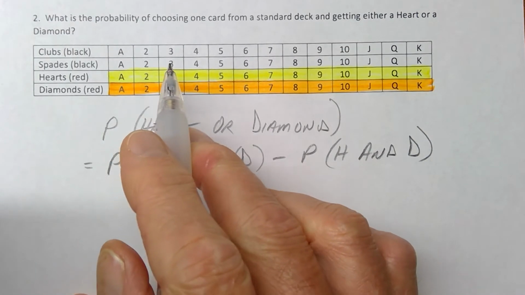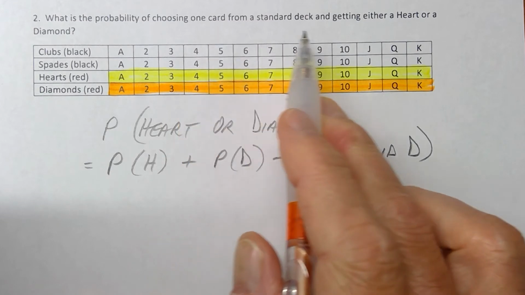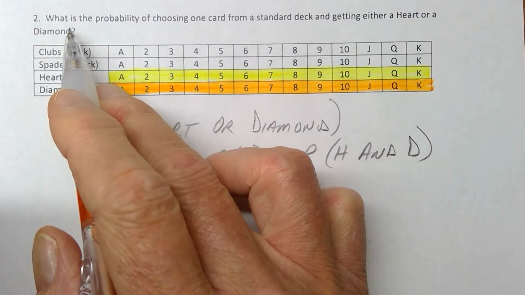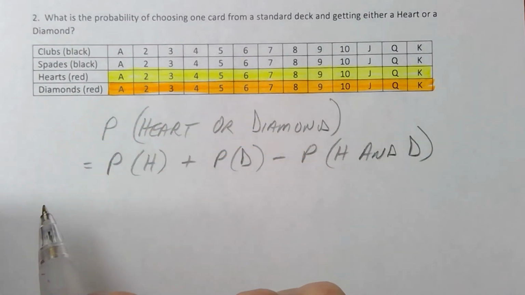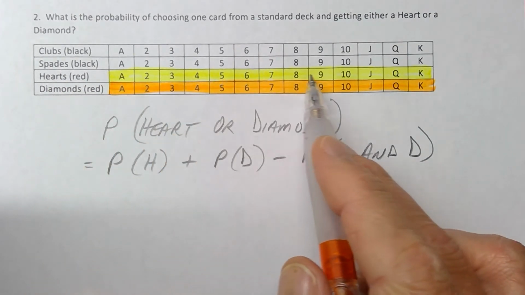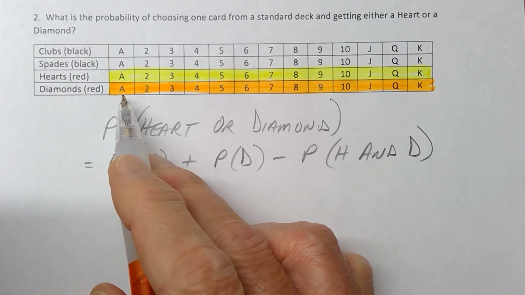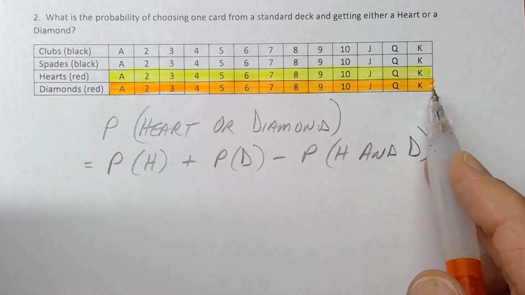All right, look at this next one. What's the probability of drawing one card, and let's say you win if you draw either a heart or a diamond? Let's calculate your odds of winning. I have shaded all the hearts in yellow, there are 13 of them, and I've shaded the diamonds in orange, and there are 13 of those.